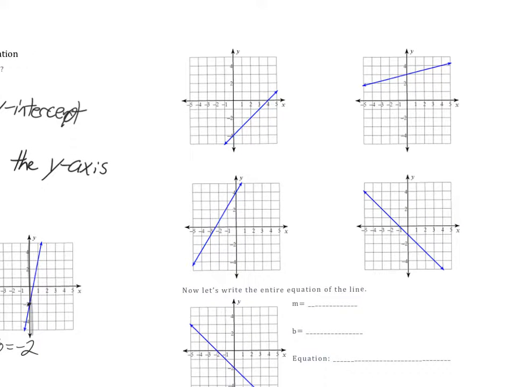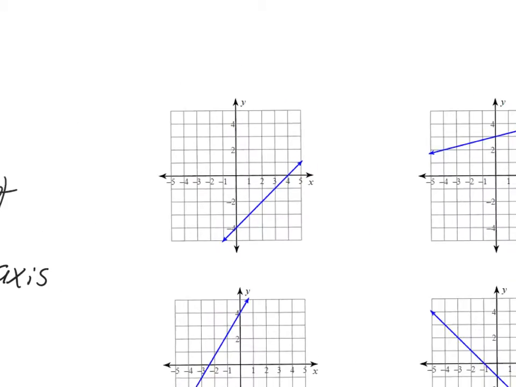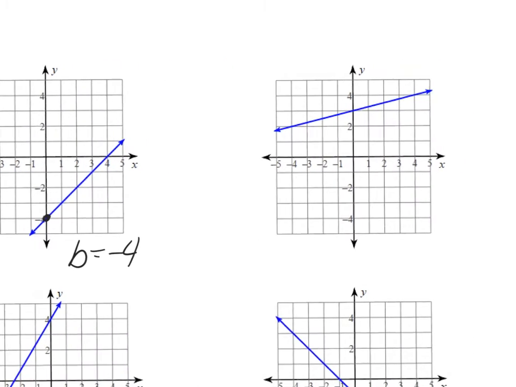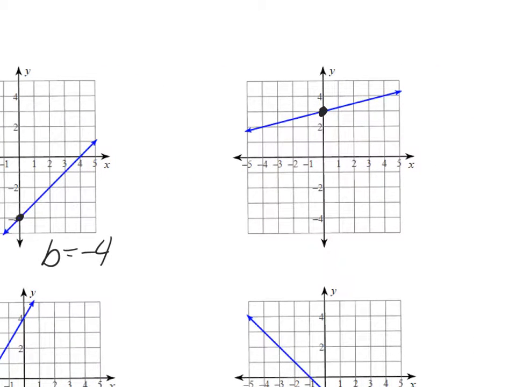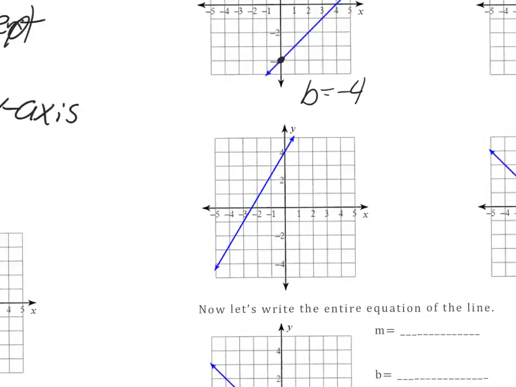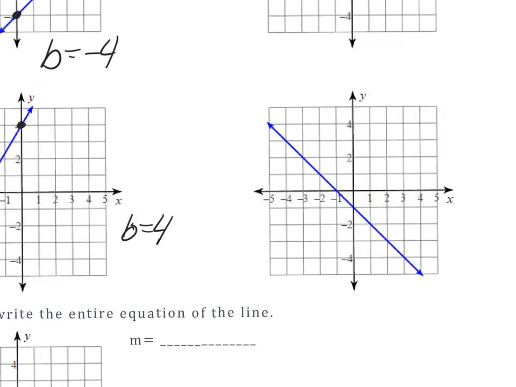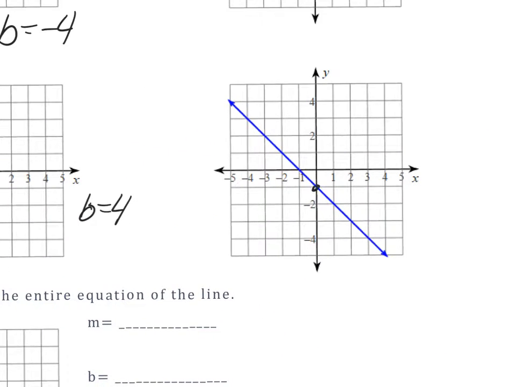So now what we have is a whole bunch of lines. We're still doing this, so let's just keep finding those y-intercepts. So for this one, it looks like it crosses right here. So b equals negative 4. Over here, it crosses right there. So b equals positive 3. The next one, it crosses right here. So b equals positive 4. And the next one, it crosses right here. So b equals negative 1.